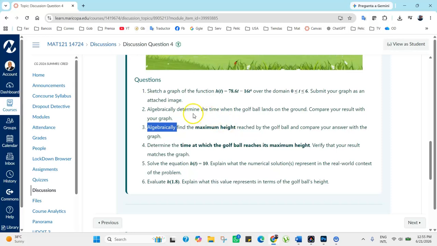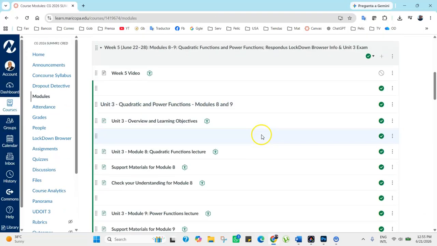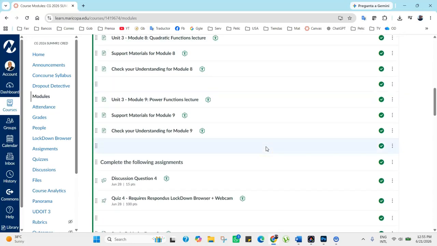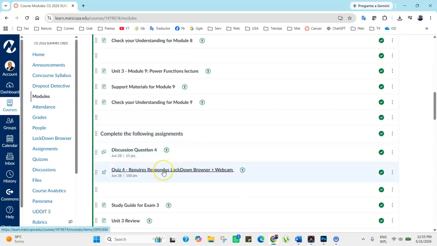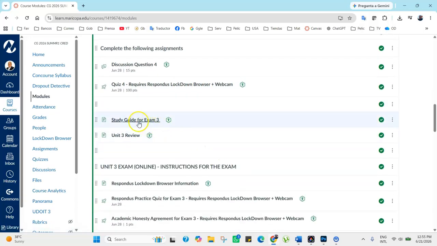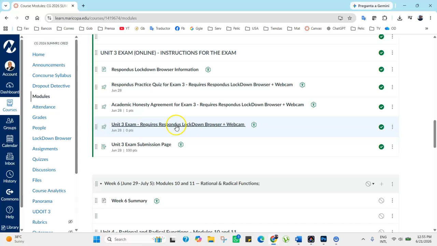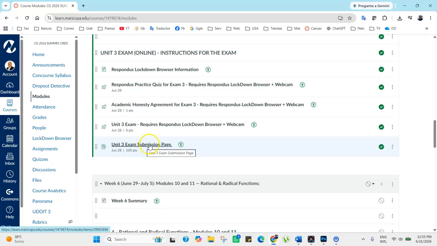Okay, so you can do it. You have to do it algebraically, but you can also double check using Desmos. But the main thing is algebraically. Okay, and then you have the quiz, and then you have the study guide for exam number 3, the PowerPoint presentation for review, and same thing for the exam. Here you're gonna have the exam, and here you're gonna have the submission page.